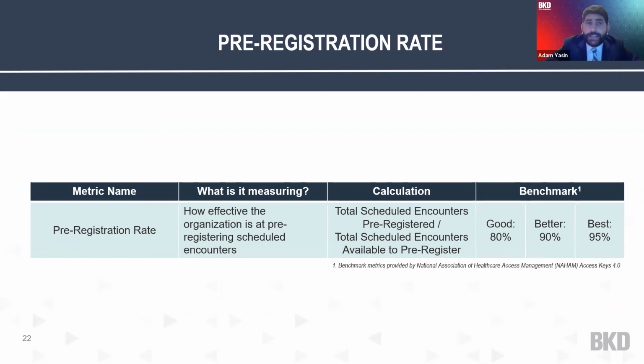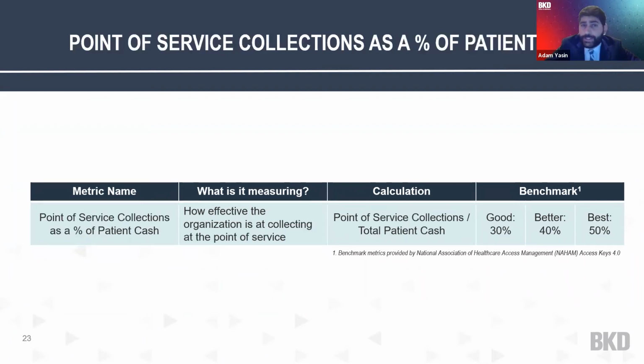And finally, on our last metric, next slide, please, is our point of service collections as a percent of patient cash. Many of you may be familiar with measuring point of service collections as a percent of net patient service revenue, which is definitely a nice global metric to keep an eye on.